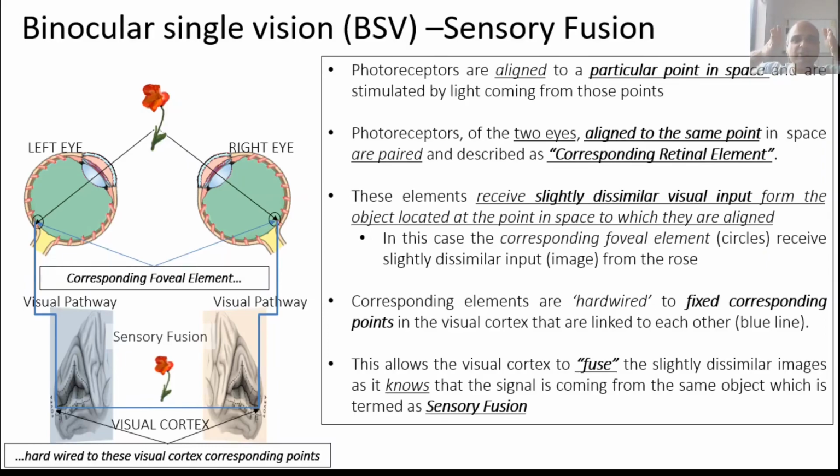And whenever you're looking at something, for example, I'm looking at the camera right now, my corresponding foveal element is sending the image of the camera all the way back to the visual cortex, and it will always send the information to the same point in the visual cortex, because the pathway is hard coded or hardwired. And that point in the visual cortex is the point where information from the fovea always comes in. And the visual cortex knows, yeah, this information is coming from the fovea, and both the foveas are pointing in the same direction. So I know that these slightly dissimilar images can be fused together to form one image, and this is sensory fusion.